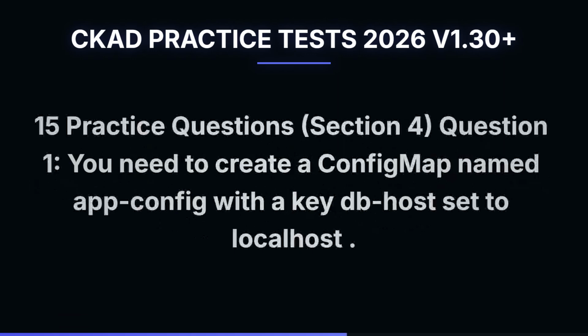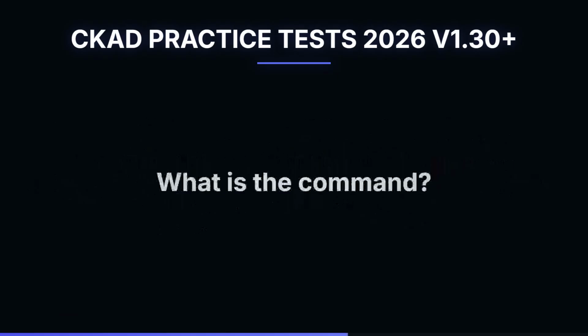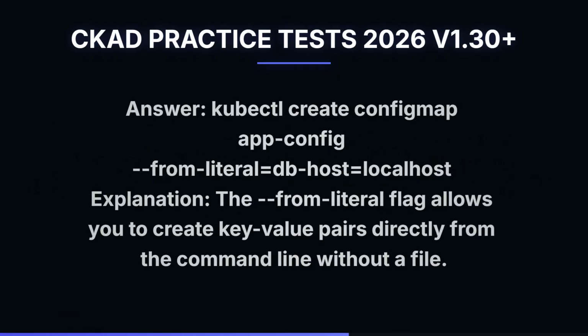15 practice questions, Section 4. Question 1. You need to create a ConfigMap named app-config with a key DB_HOST set to localhost. What is the command? Answer: kubectl create configmap app-config --from-literal=DB_HOST=localhost. Explanation: the from-literal flag allows you to create key-value pairs directly from the command line without a file.